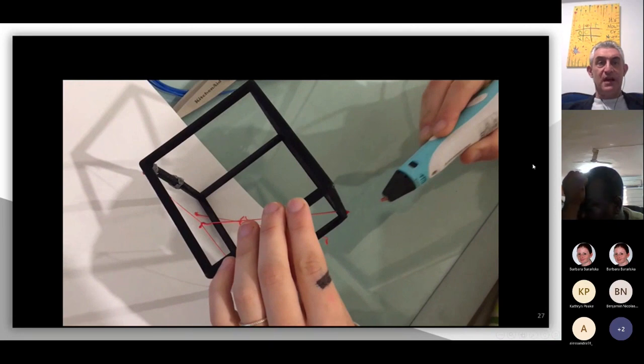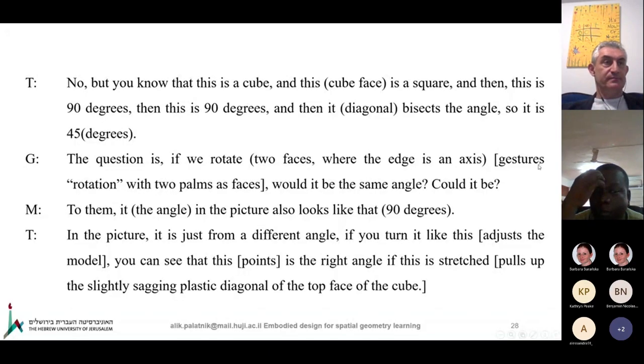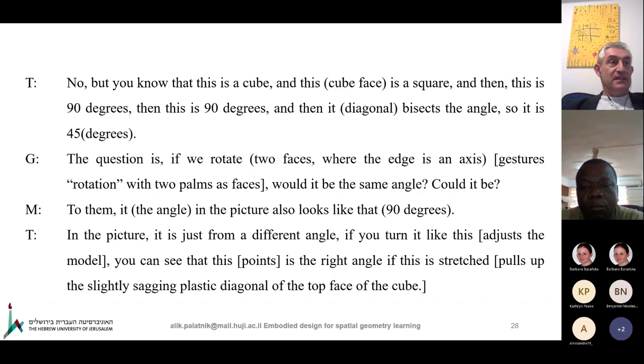Okay, so this is how they sketch. And now I'm showing you their utterances, their conversation. One of them is saying, you know, this is a cube, and this cube face is a square, and then this is 90 degrees, and this is 90 degrees, and then the diagonal bisects the angle, so it is 45 degrees.